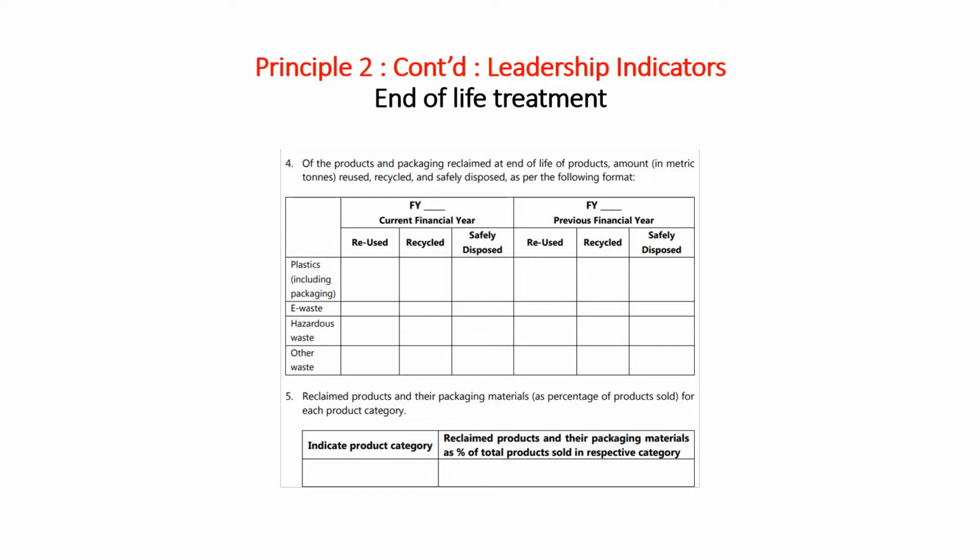For any waste, first of all, how much you have taken back or reclaimed, out of which how much has been reused, recycled and safely disposed. And this is about reclaimed products and their packaging materials as a percentage of the products for each product category. So indicate the product category, how much you have reclaimed out of the product category, and what is the percentage.